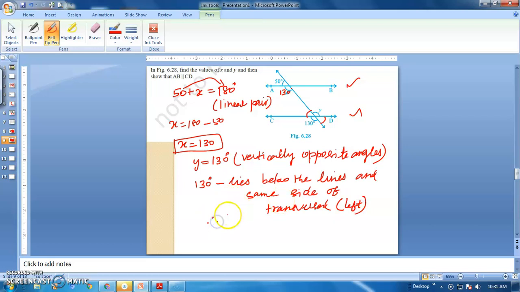Therefore, corresponding angles are equal here. So corresponding angles are equal means what? The lines are parallel. That's it. Therefore AB is parallel to CD. So already we know that if the two lines are parallel, corresponding angles are equal. That is the one case. But in the reverse case, if the two corresponding angles are equal, the particular lines are parallel. So that's the conclusion.